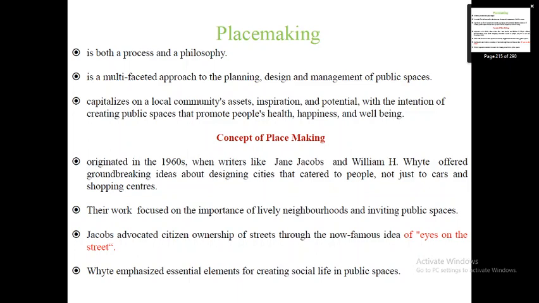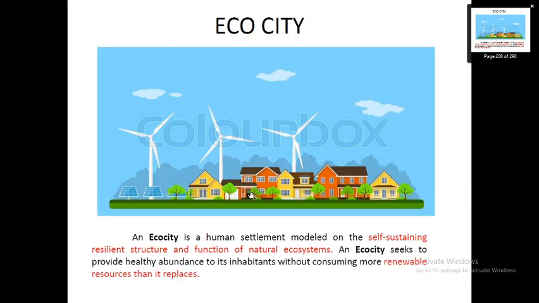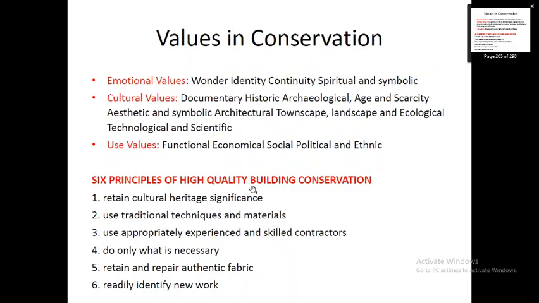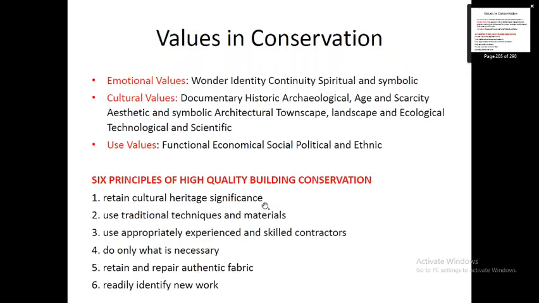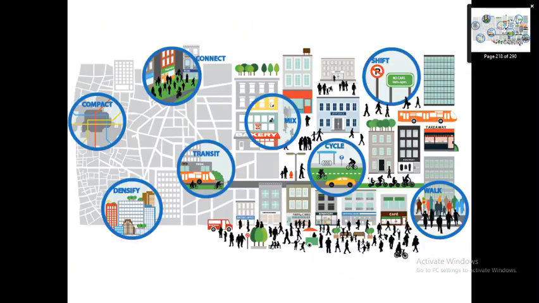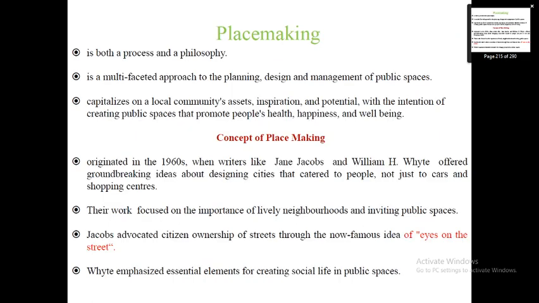So when we are doing all this conservation, sustainability, eco cities, as well as e-governance, and also economic redevelopment strategies, etc., what we are to achieve is that we have to achieve two concepts. One is placemaking. Placemaking is a philosophy. It is a planning, design, and management of public spaces. So, how do you make a place?